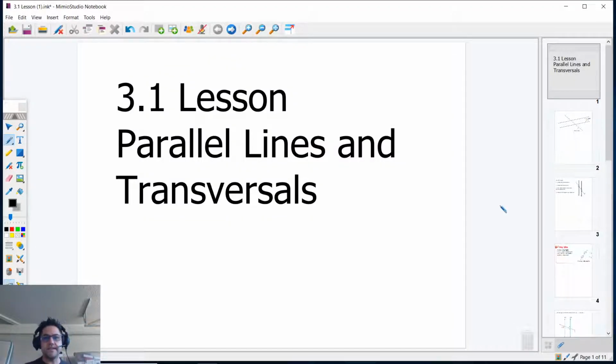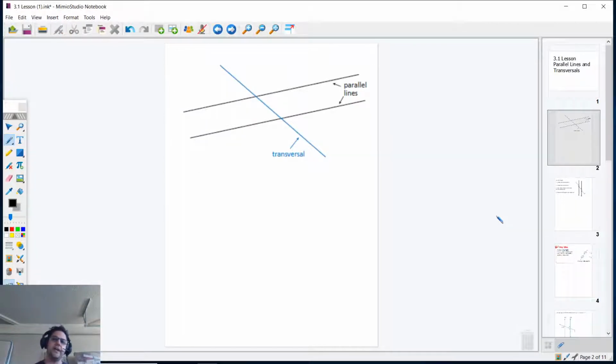All right, for this lesson, we're going to look at parallel lines and transversals. Remember, parallel lines are two lines that will not intersect. And a transversal is the line that cuts across them. So if you notice, you've got your parallel lines here.